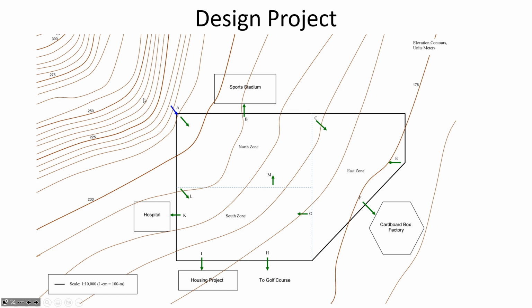You're going to have to put a reservoir somewhere on this hillside. By the way, these curved lines, those are contour lines. It tells you the elevation of the ground at any particular location. So you can see that this is a big hill and that the land is sloping in this direction towards the cardboard box factory.